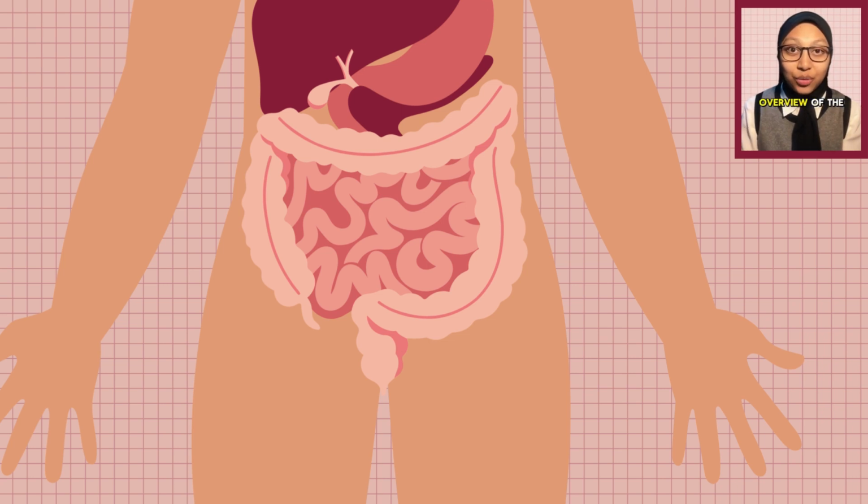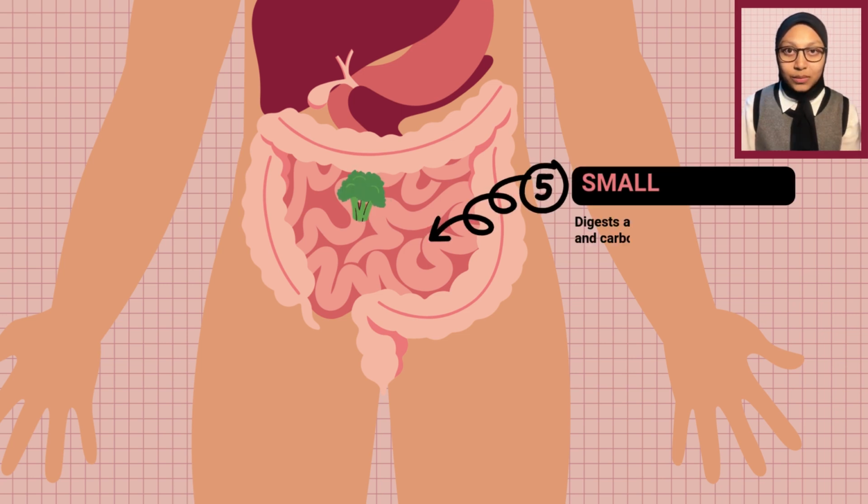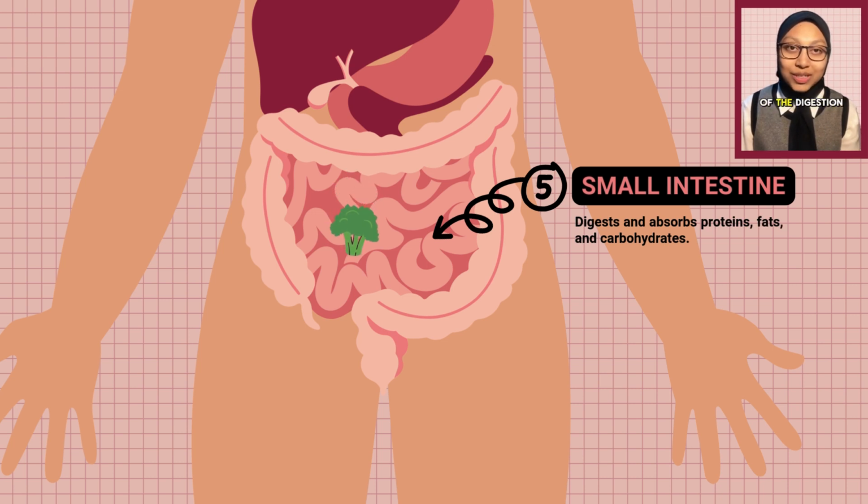Thank you, Lynn, for the great overview of the stomach. Let's continue our journey through the digestive system and move into the small intestine. The small intestine is where most of the digestion and nutrient absorption happens. It digests and absorbs proteins, fats, and carbohydrates, which are the key nutrients our body needs.